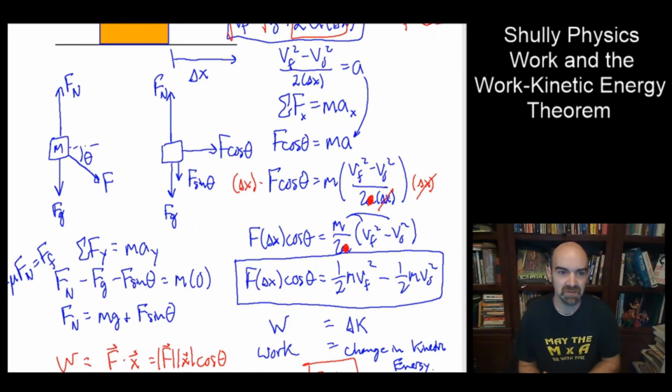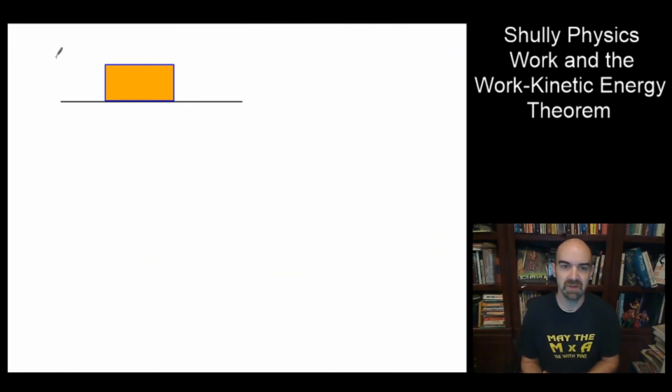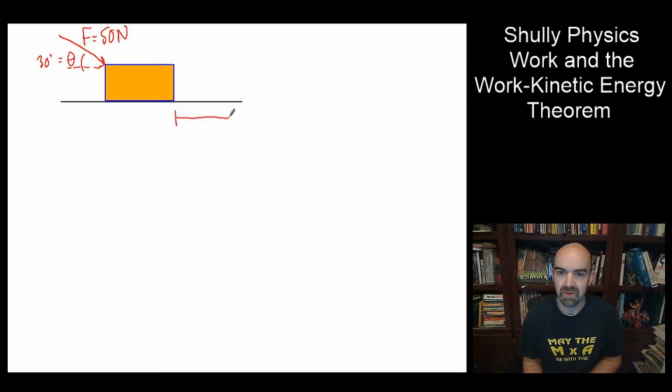Okay, so let's go to a different scenario. What if friction is involved? How does this work out? Let's give it a little angle here. Let's give it 30 degrees. That one's easy to work with usually. And we've got a force. Let's give it a force of 50 newtons. We're going to have a displacement of the box. Let's go about 4 meters.